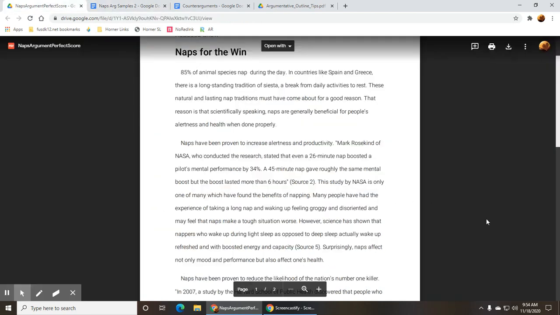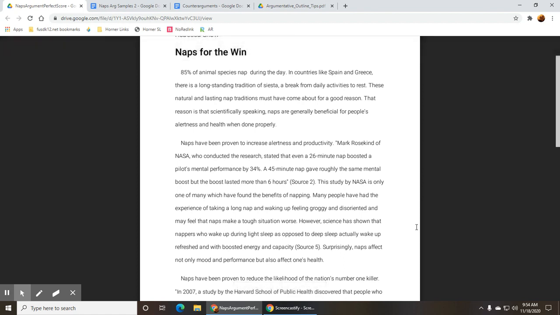The title is Naps for the Win. 85% of animal species nap during the day. In countries like Spain and Greece, there is a long-standing tradition of siesta, a break from daily activities to rest. These natural and lasting nap traditions must have come about for a good reason. That reason is that, scientifically speaking, naps are generally beneficial for people's alertness and health when done properly.